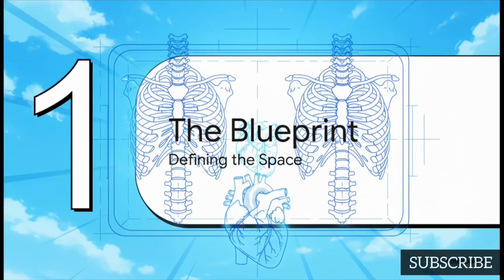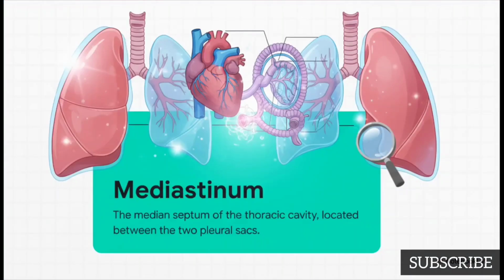All right, first up, the blueprint. It's simple, right? Before we start putting furniture in a house, we need to know where the walls are. So let's define the actual space of the mediastinum. So, what are we actually talking about here? The fancy definition is the median septum of the thoracic cavity. But let's make that real. Picture your two lungs, right? Each one is sitting in its own little bag, the pleural sac. The mediastinum is basically everything else. It's all the crucial stuff packed right in the middle, between those two sacs.